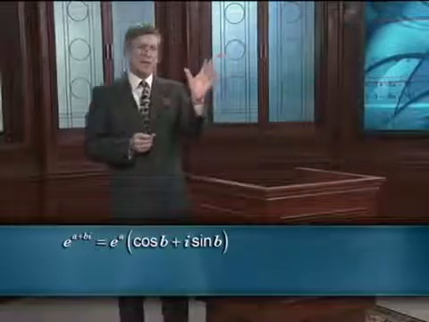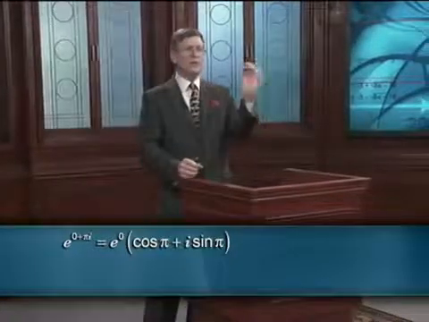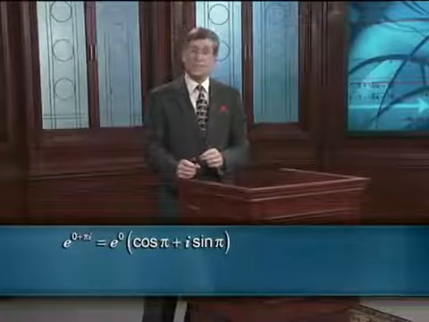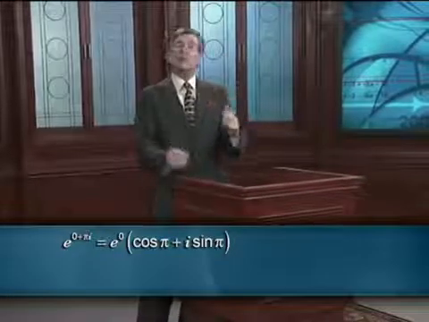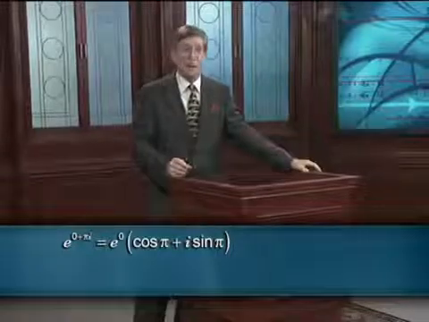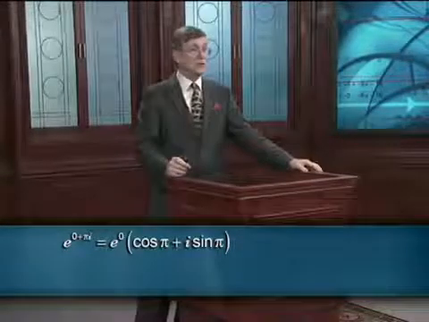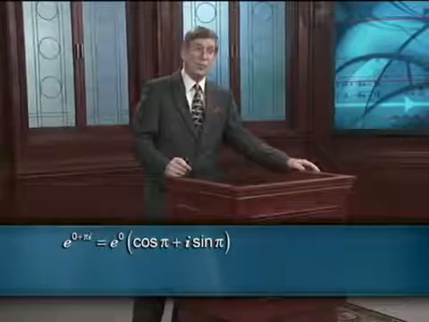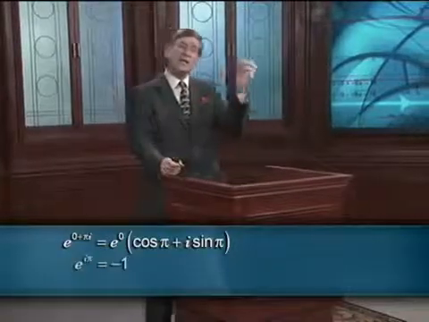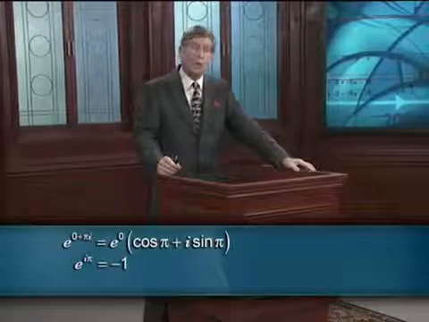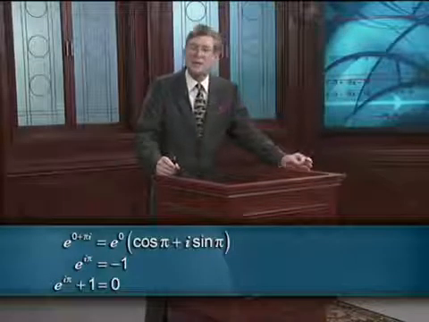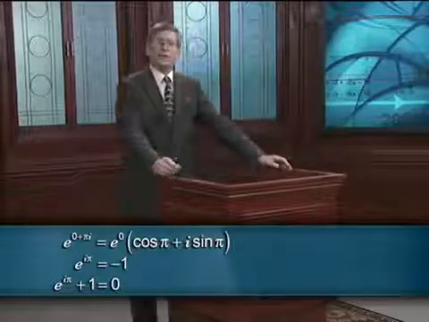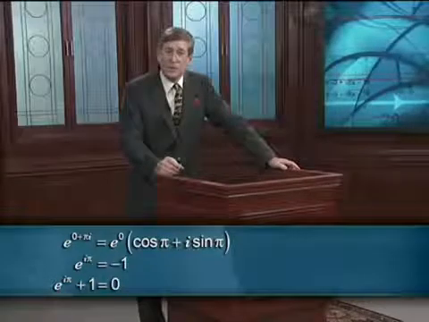In this general equation, let a equal 0 and b equal pi. If you do that, you get e to the 0 times cosine pi plus i sine pi. Sine of pi is 0, cosine of pi is minus 1, and you're left with e to the i pi equals minus 1, or e to the i pi plus 1 equals 0. Talk about a spectacular formula.